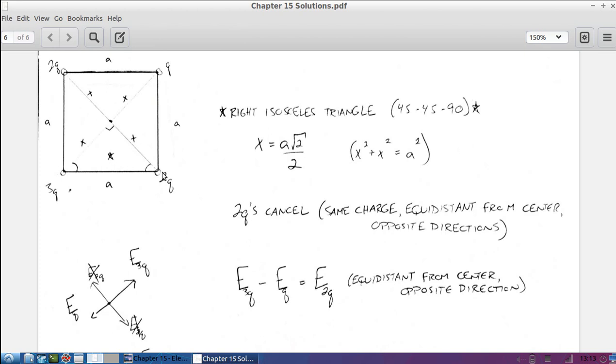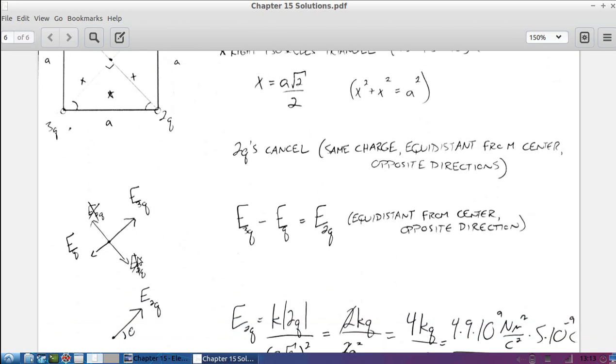So what I recognize to make my life easier, I get rid of 2 E field vectors because these 2 electric fields, due to these charges, are going to cancel each other out. So I can ignore them completely. That's very nice. Now I only have to deal with the E field due to the 3Q, and then the E due to the Q.